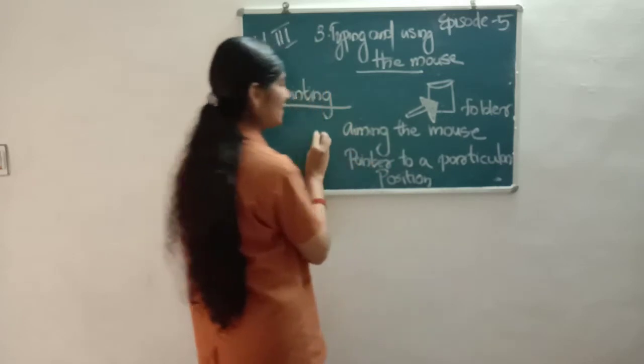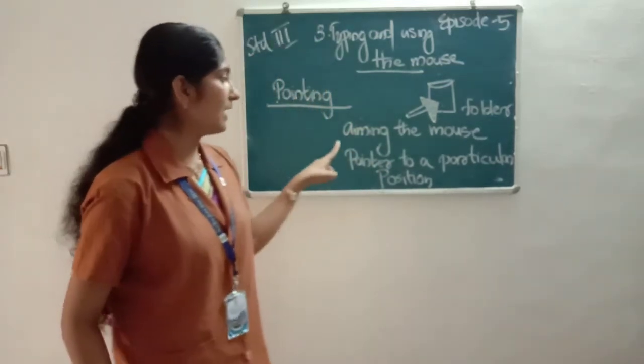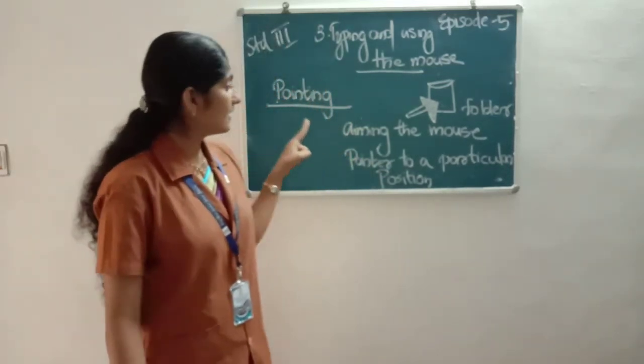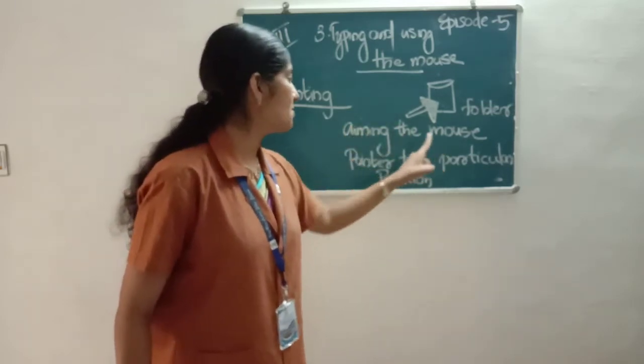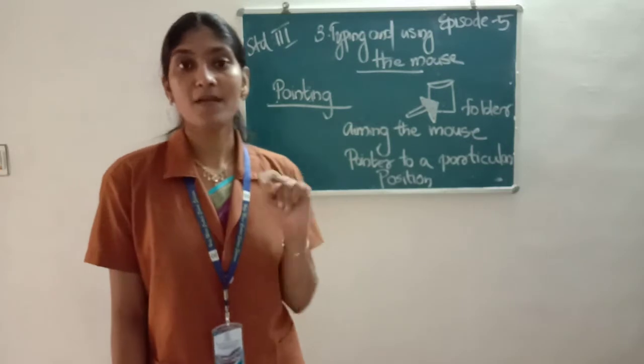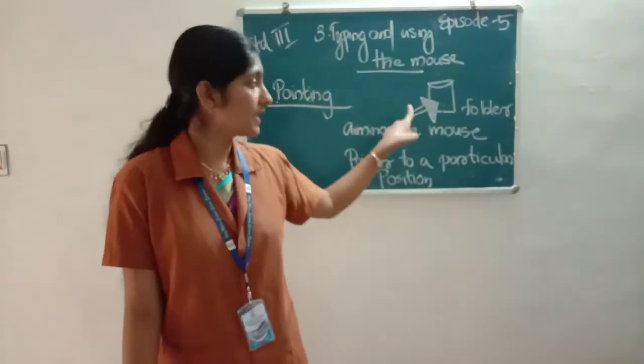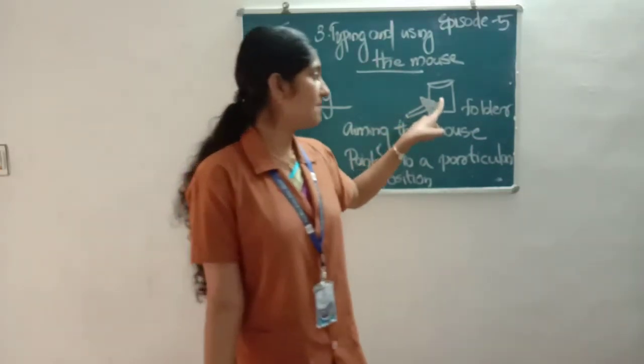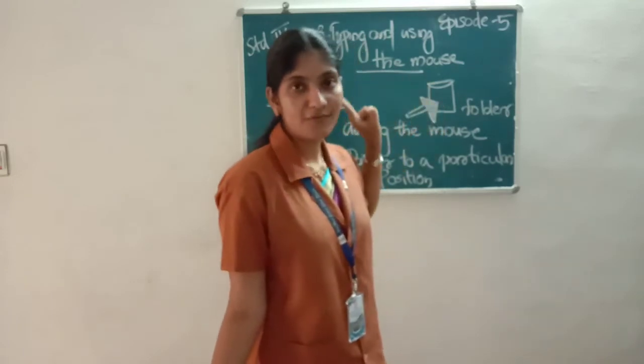So what is its action? The question is, name the action that describes aiming the mouse pointer to a particular position. What is that action? Pointing. Okay, so here is the mouse pointer which aims or points to a folder.